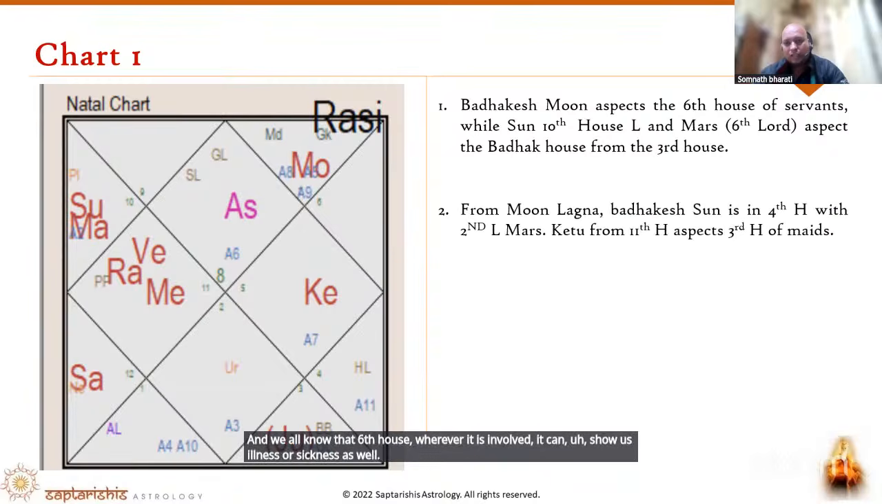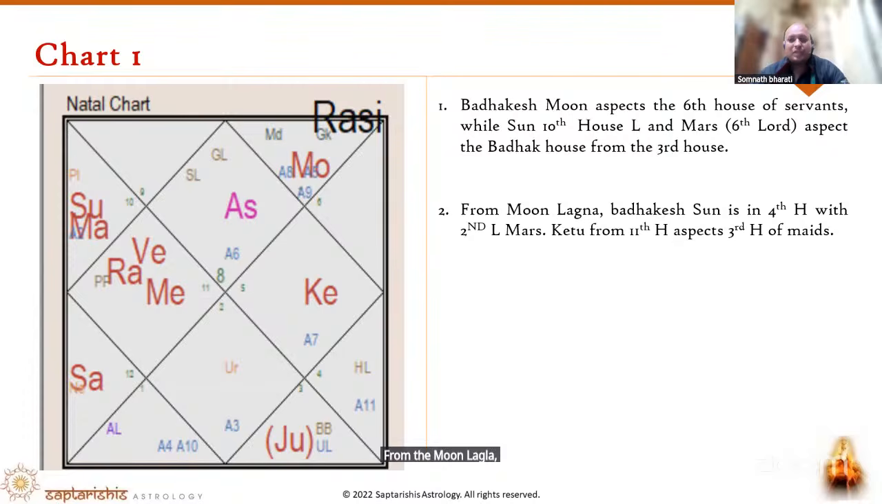From the Moon Lagna, Sun becomes a Badhakesh and it goes to the fourth house with Mars, and Mars here becomes the second lord, that is the family. Ketu from the 11th house is again aspecting the third house of maids. So, one thing we can consistently see is that somehow maids are involved.